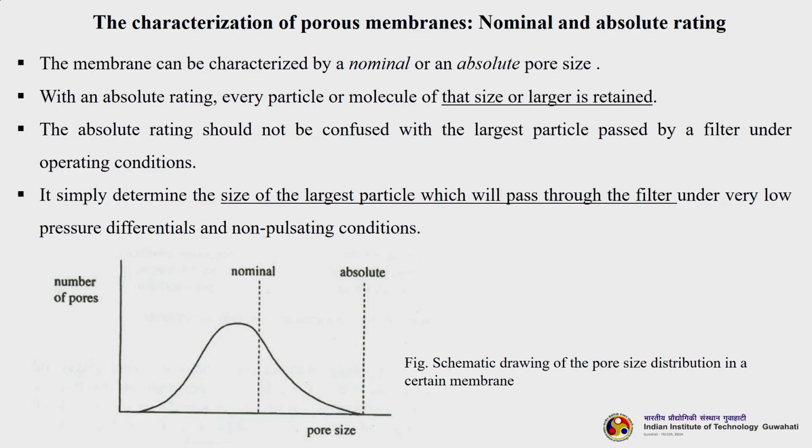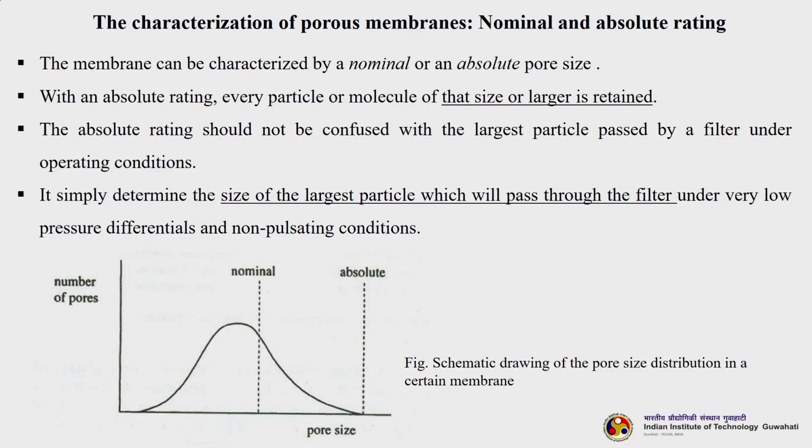Since there is a pore size distribution, some pores will be larger than a particular size, and some pores will be smaller. But whenever we are characterizing a membrane or talking about pore size, it is the average pore size rather than the pore size of individual pores. So, the membrane can be characterized by either nominal or absolute pore size.